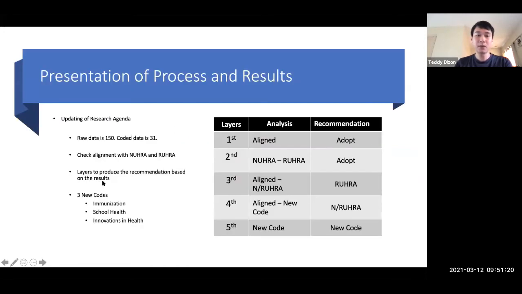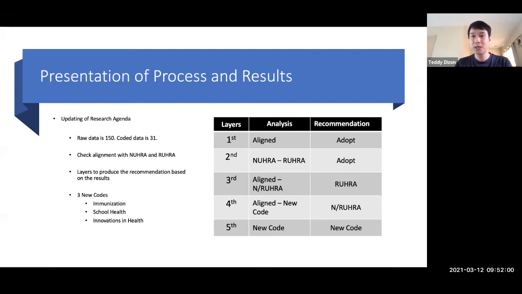So moving forward for the updating. For the updating, actually there are 150 codes or raw data we need to check on. And then after analyzing all 150 raw data, I coded 31 topics or thematic areas. And then after coding all the 150, I checked its alignment with the NURA and the RUHRA. Next, the layers to produce the recommendation is based on the results. And there are 3 new codes.